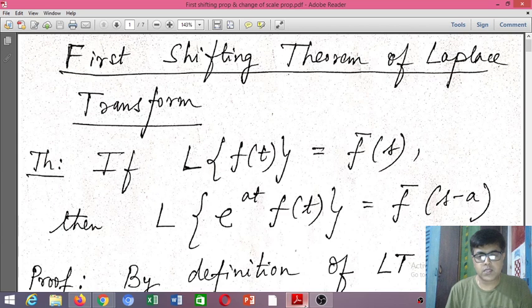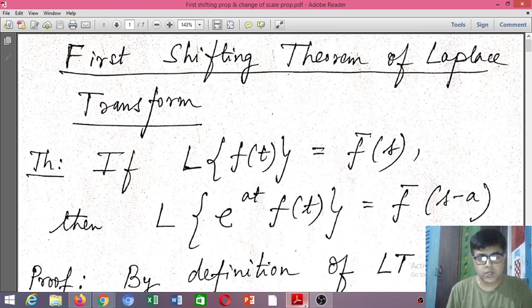Now on today's lecture, I'll be basically discussing the first shifting theorem of Laplace Transform and the change of scale property of Laplace Transform. These two properties are very important as far as Laplace Transform is concerned. And after this, I'll be doing three important problems related to these two properties. Okay, so let's come to the discussion.